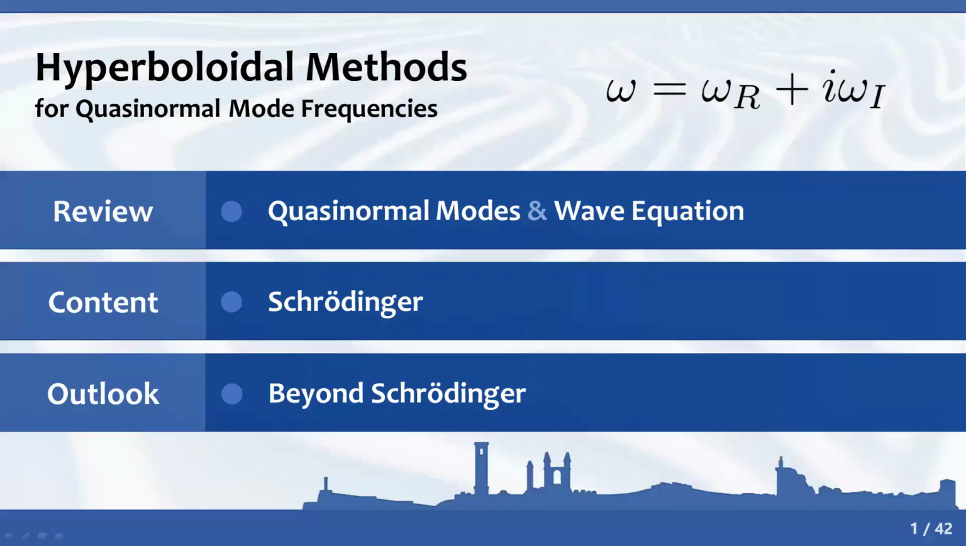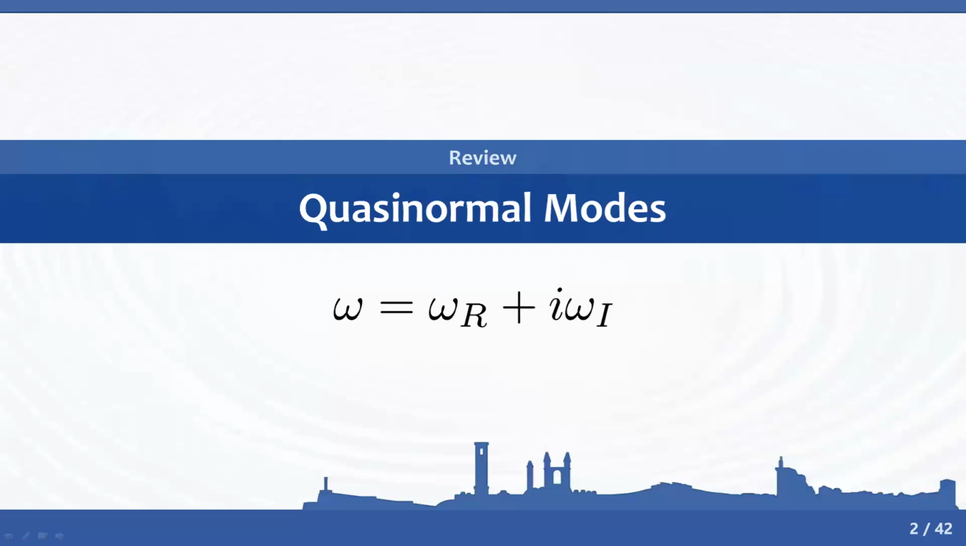Okay. So the structure of this talk, I'll begin with a review of quasinormal modes and solving the relativistic problem, so the wave equation, using this hyperboloidal method for the wave equation. Then I'll move on to the main topic, which is talking about the Schrödinger equation and how we generalize this method. And then I'd like to say a little bit more, as I said, about going beyond the Schrödinger equation. So that's looking at generalized wave equations and how we define the QNM problem in that case.